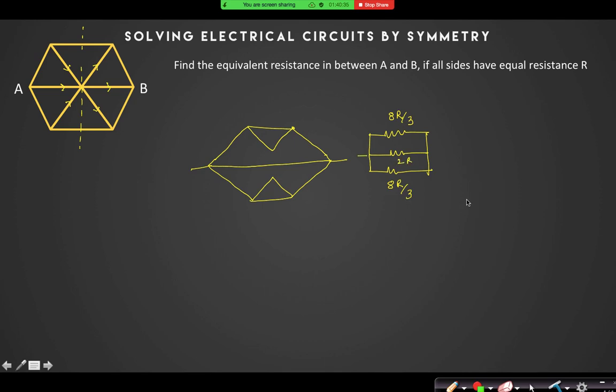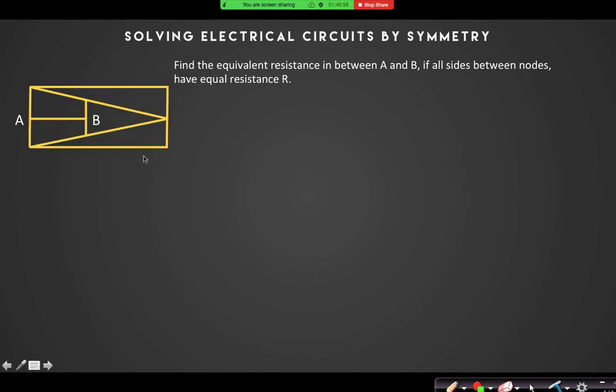So they are in parallel. 8R by 3 and 8R by 3 become 4R by 3, and 4R by 3 is in parallel with 2R. So 1 divided by 4R by 3 means 3 by 4, plus 1 by 2 means 2 by 4, so 3 by 4 plus 2 by 4 is 5 by 4. So I think the answer should be 4R by 5.